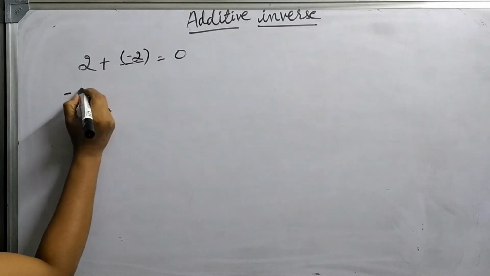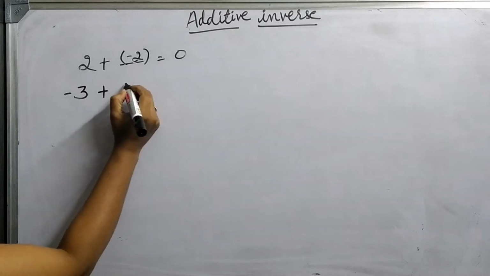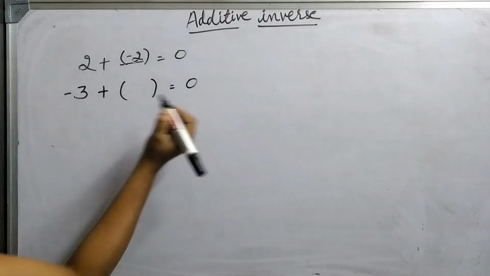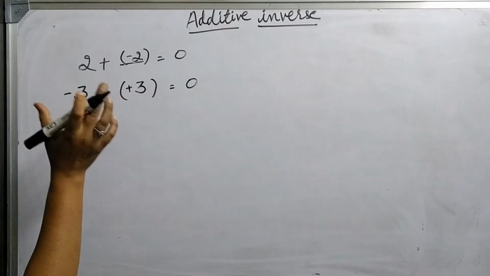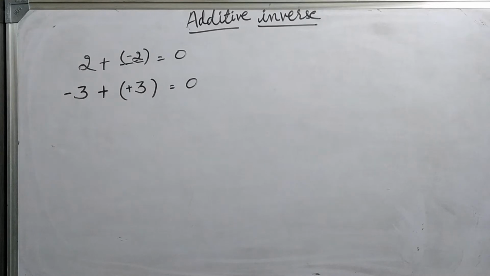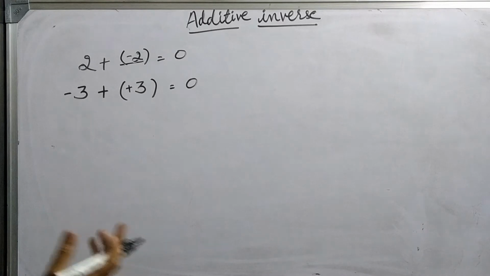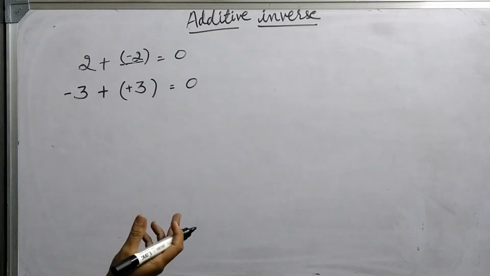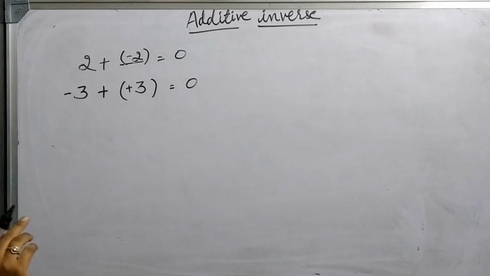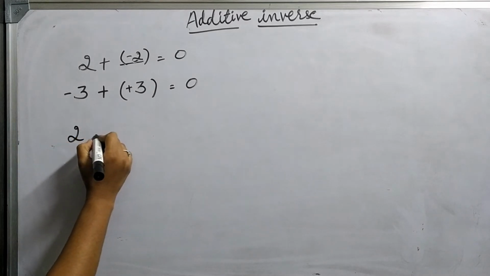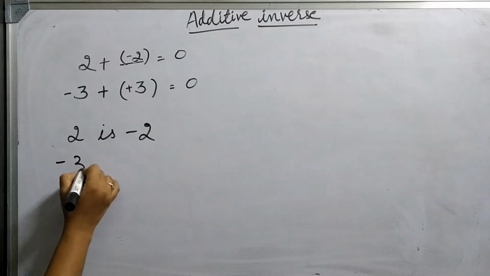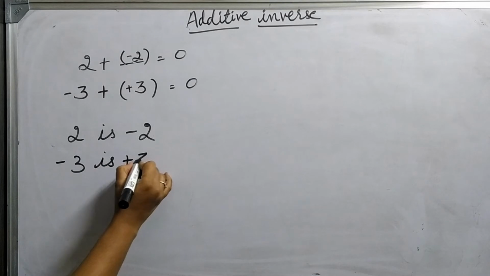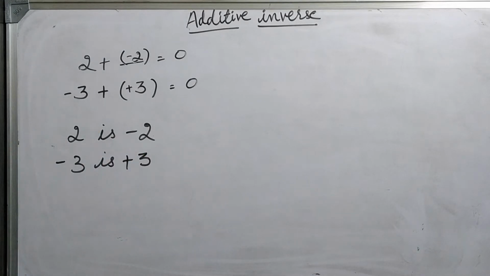The same way, if I take the example of minus 3, if I add a certain number, it should yield me 0. So it is nothing but plus 3 that will yield me 0. So the additive inverse of a number is a number that, when added, yields 0. For real numbers you can say the opposite of a positive number is negative and the opposite of a negative number is positive. So the additive inverse of 2 is minus 2 and the additive inverse of minus 3 is plus 3. Now let us move on to the exercise.